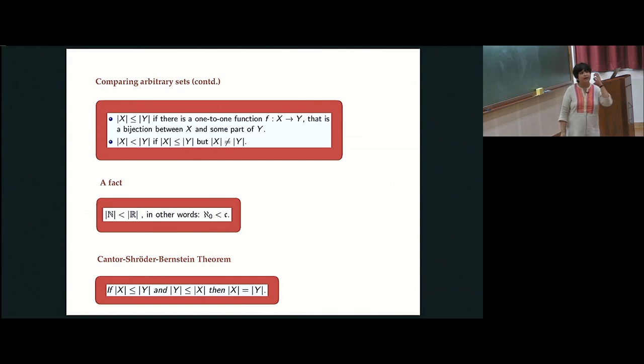So earlier, if you hadn't come across this theorem, whenever you were trying to show that two sets have the same cardinality, you actually had to construct a bijection between the sets. But now with this theorem, if you can have an injection from X to Y and another injection from Y to X, you already get a bijection by this theorem. So life becomes easy, rather proofs become easy. So that's the importance of this theorem.